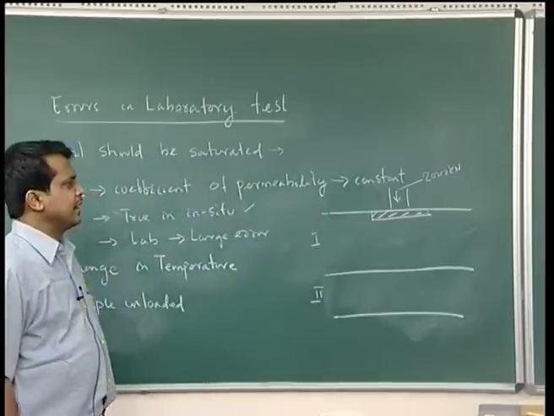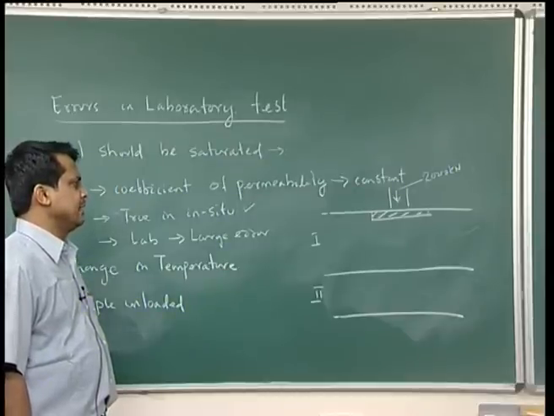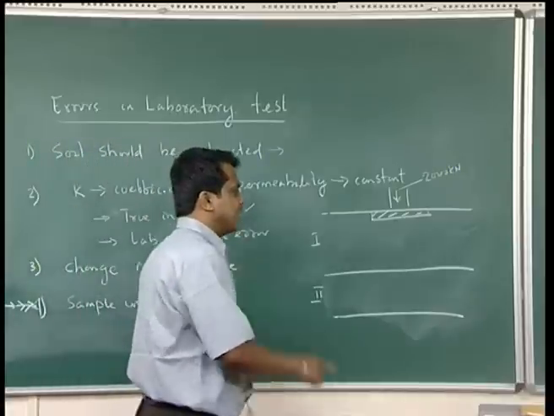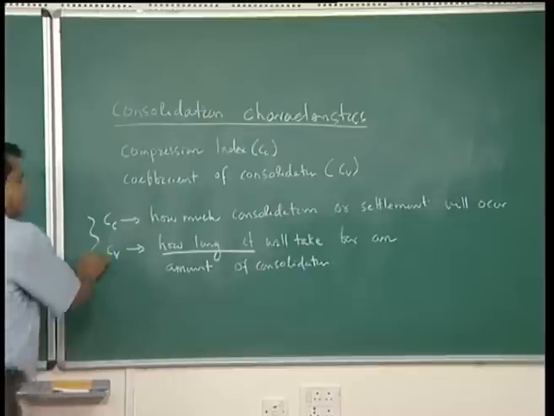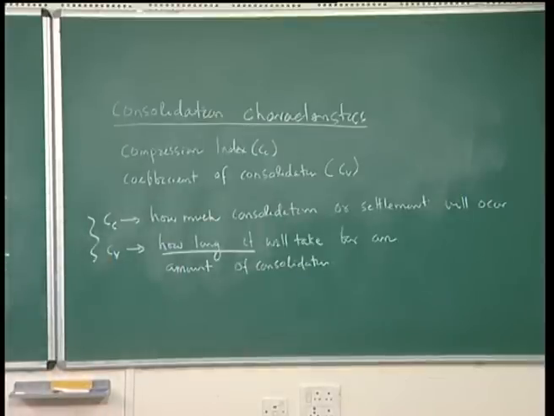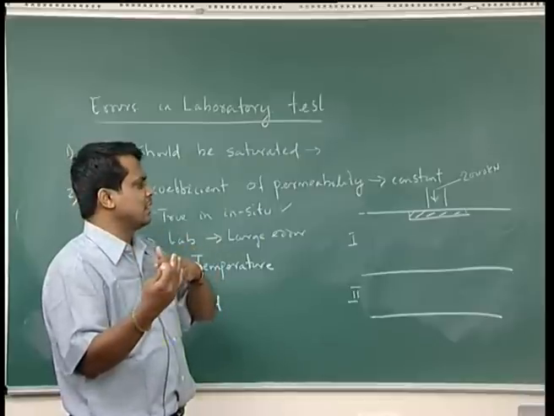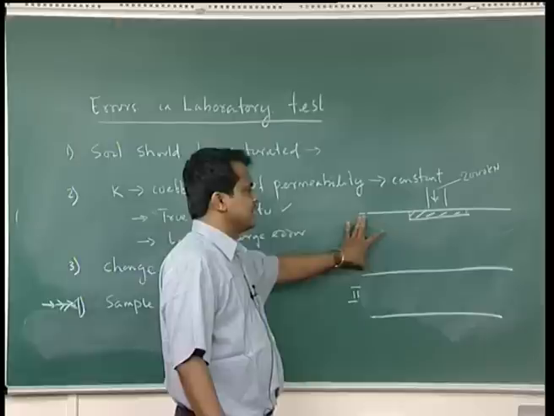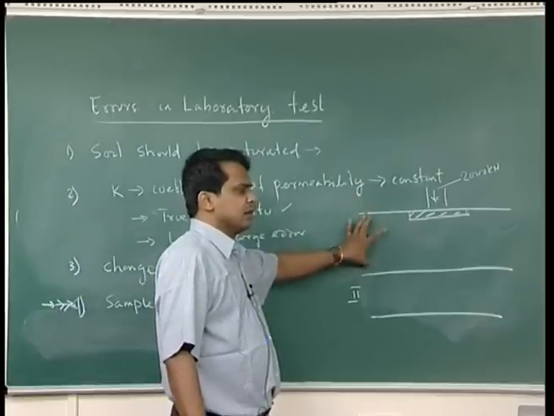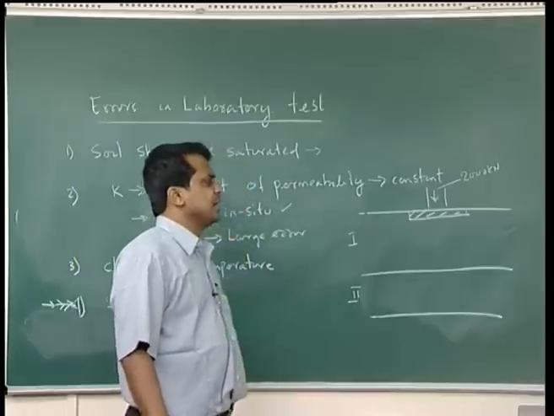Now, come to the next part, the coefficient of consolidation, Cv. The moment I say Cv, it is how long. Total how much settlement will occur is the first part, Cc. Cv is, if the settlement or consolidation occurs, then how long: 1 year, 2 years, 3 years, 6 months, or maybe 10 years, 20 years.